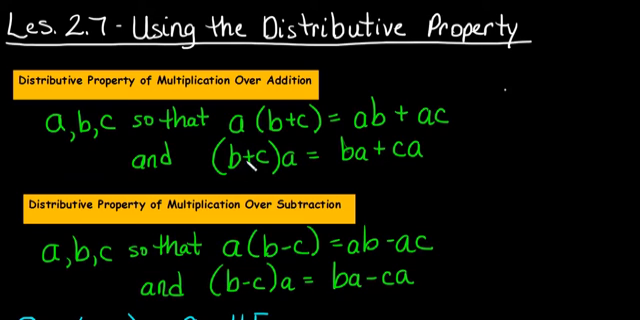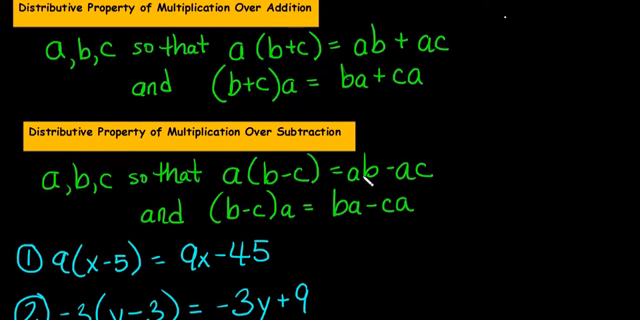And (B plus C) times A will be the same thing: B times A plus C times A. A needs to be multiplied by everything in there. Subtraction is going to be the same thing. If you've got A times (B minus C), you're going to have A times B minus A times C. And it could be rewritten this way: (B minus C), all of that times A, so B times A minus C times A.